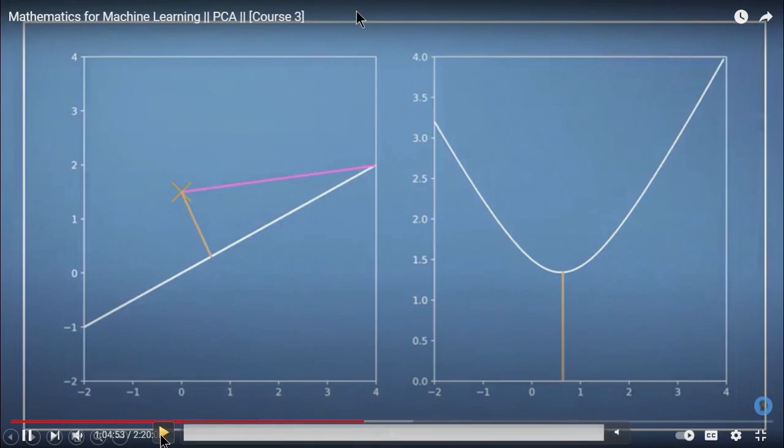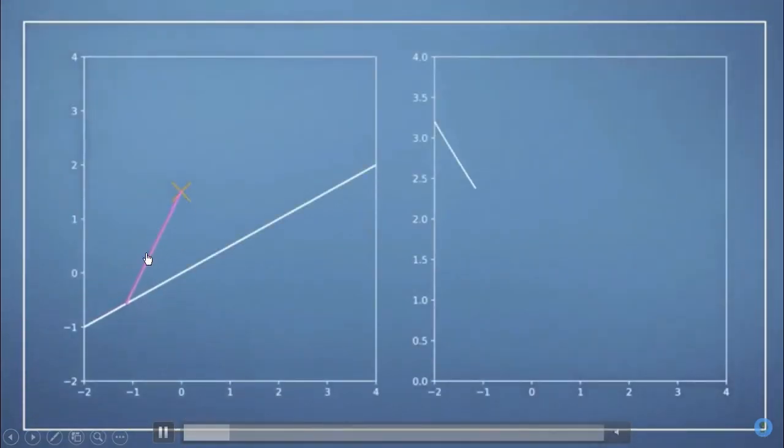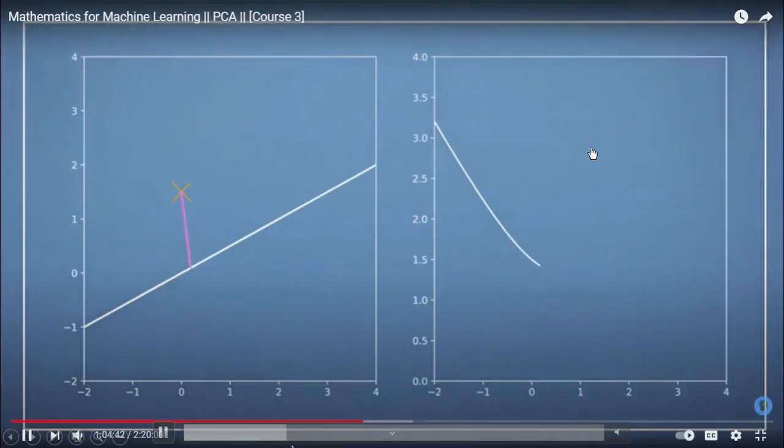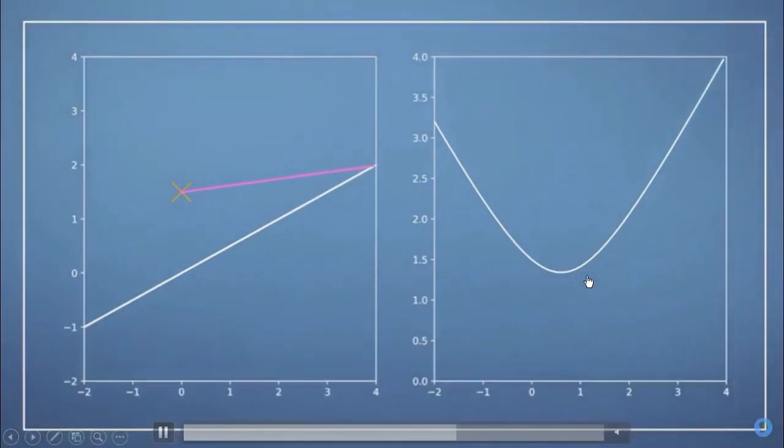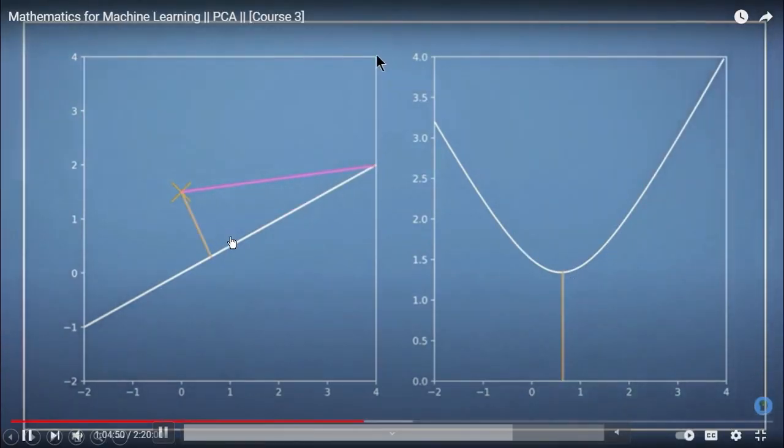So we can start from the beginning. Here it is high, and when it is perpendicular to this line, it becomes the minimum. And again when it moves to the right hand side, it increases. So when you take the projection, this distance should be minimum. That is the condition.